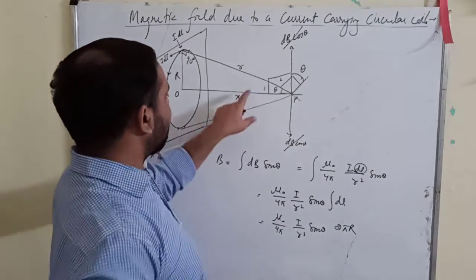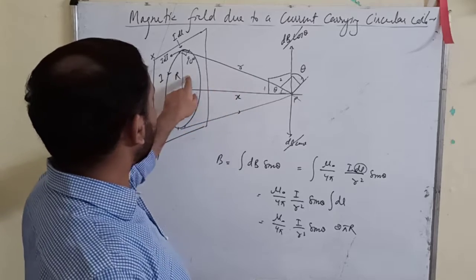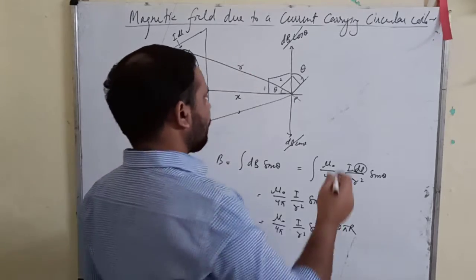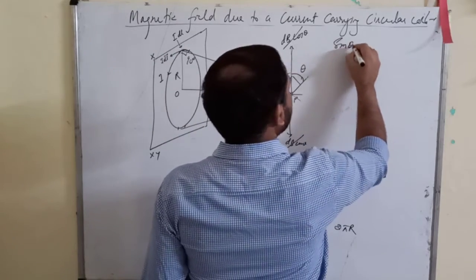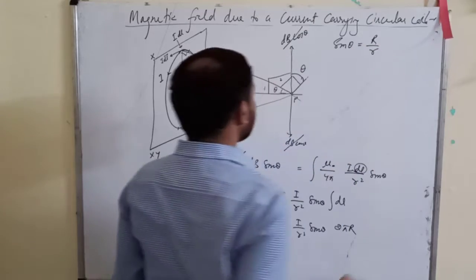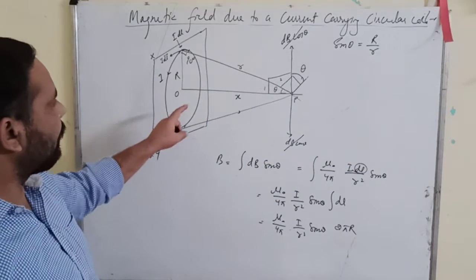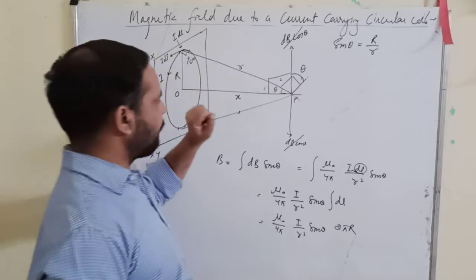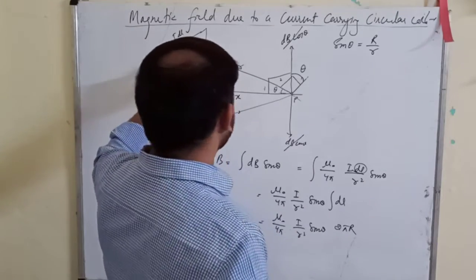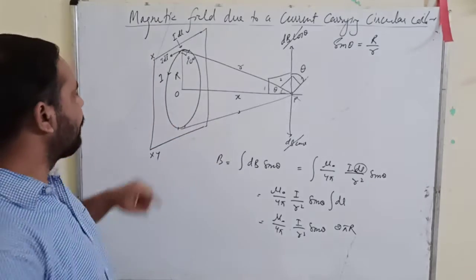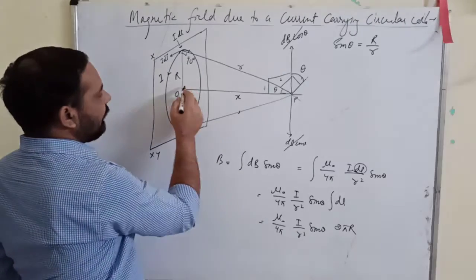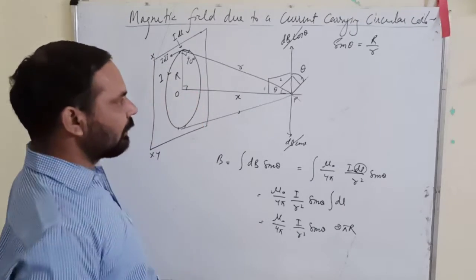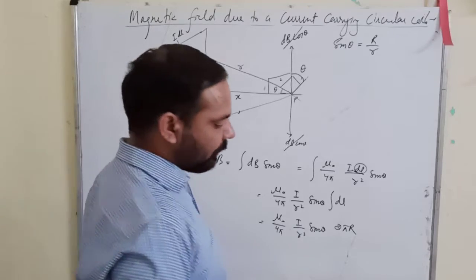Now sine theta from the triangle is r upon small r. Sine theta equals r upon small r, sorry. Here you have 90. This 90 is along with the current element. In this triangle you have 90 here. So sine theta equals r upon small r.